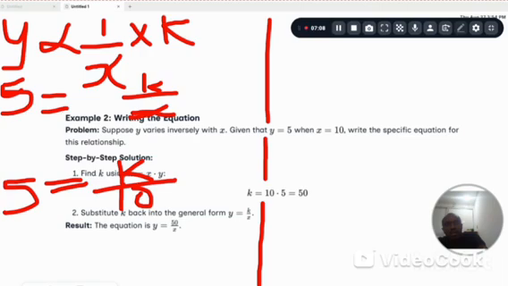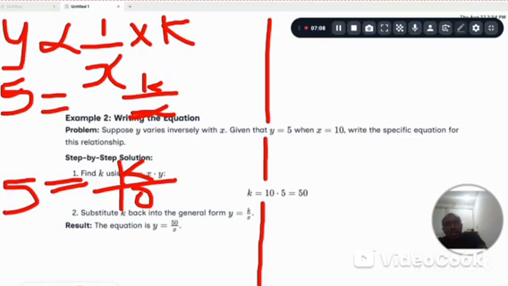Now let's move on. Find the value of y when x equals 6. So let's go now. Y equals 30 divided by x. x is 6 now, so 30 divided by 6. So let's divide it further. Y equals, what is 30 divided by 6? The answer is simply 5.